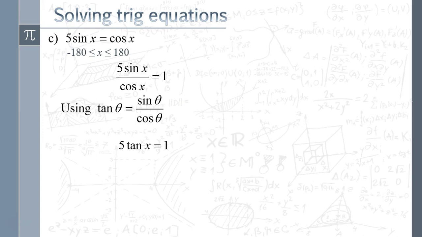Now we've got an equation that's just in terms of a single ratio, which is what we need, and so it's a simple enough job to do some solving. So here we go, 5 tan x equals 1, tan x equals 1/5, x is 11.3.